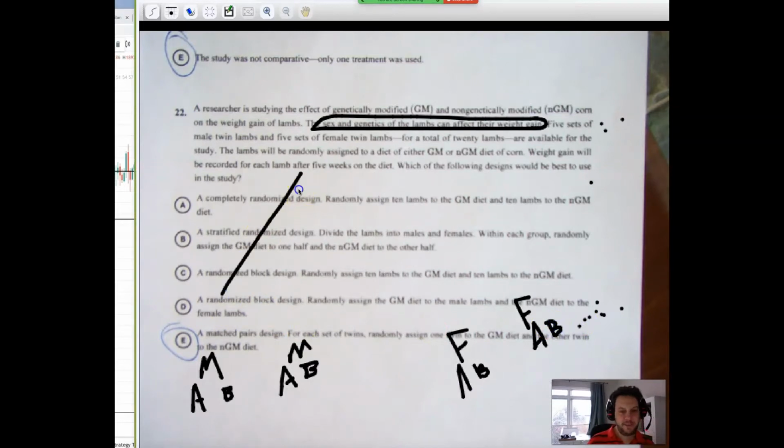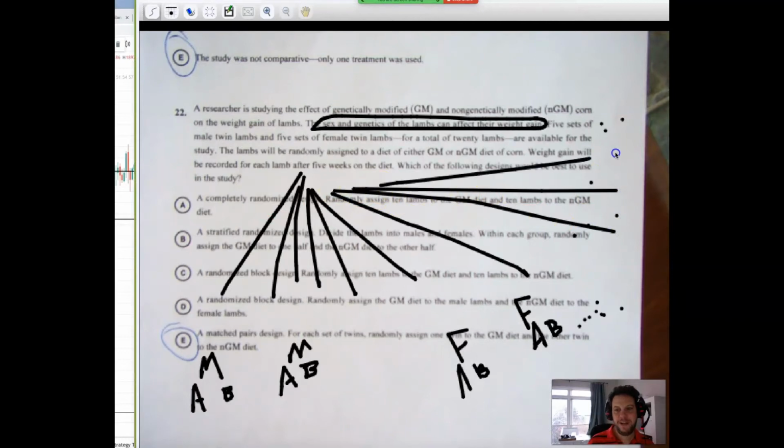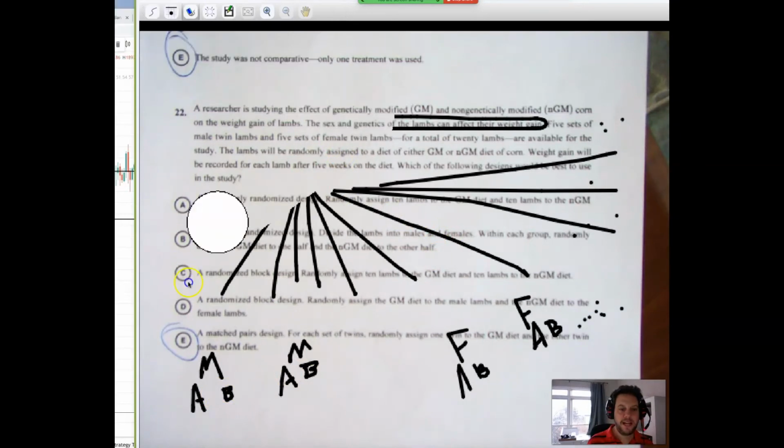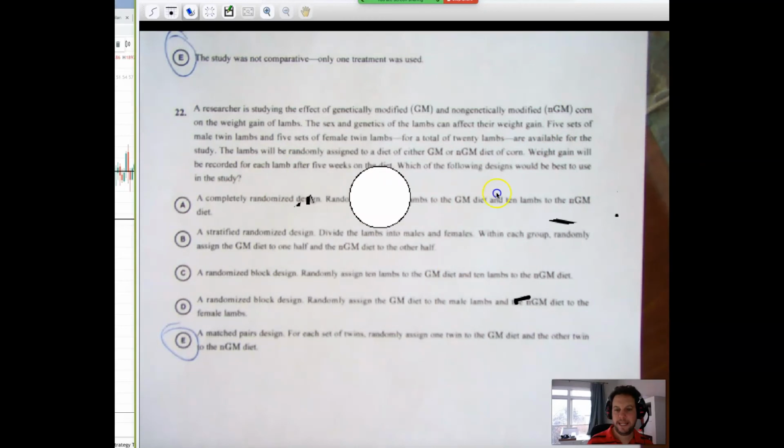it's like I'm making 10 experiments. 1, 2, 3, 4, 5 on the males. 1, 2, 3, 4, 5 on the females. And you're making these blocks of size 2 where within each block they're as similar as they can possibly be. So these are twins. They're male twins. They're both males. They have the same genetics. Not the same, but pretty close. So that is a matched pair design. Matched pair is when you're blocking based on size 2. That's what we have here. So that one's E.